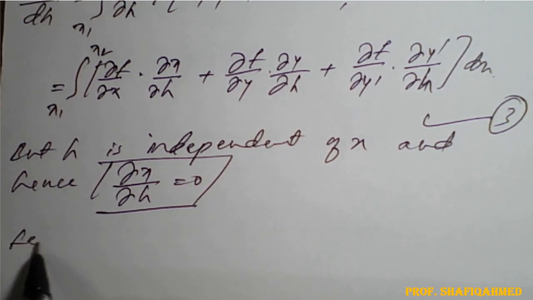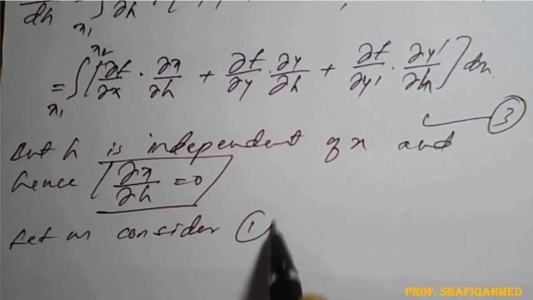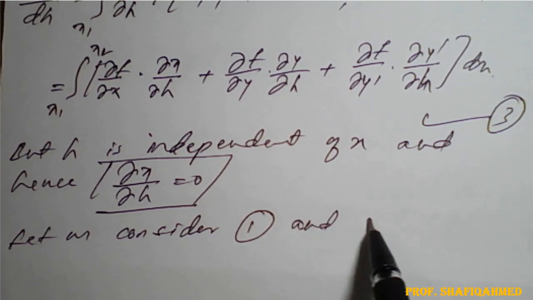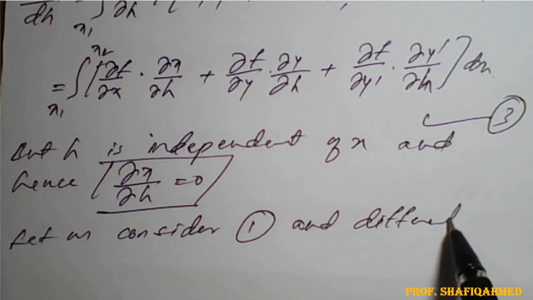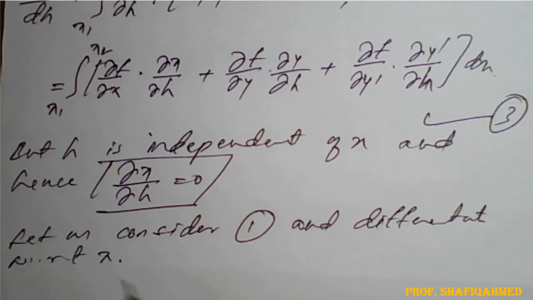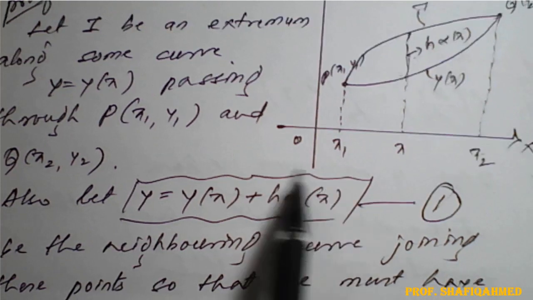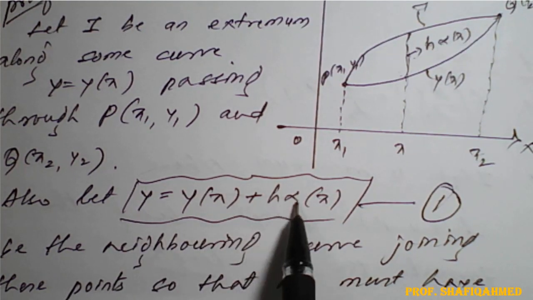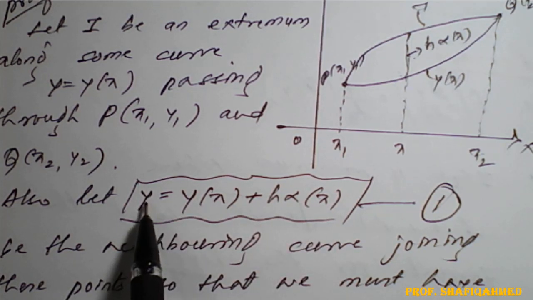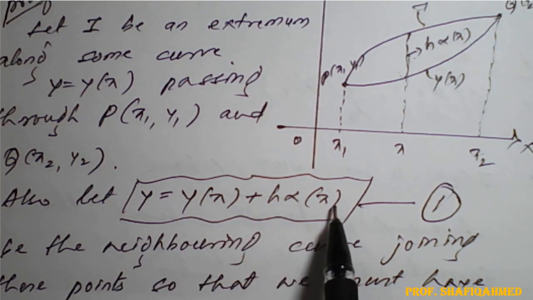Let us consider equation 1, and differentiate with respect to x. I will show you the equation number 1. So we need to differentiate equation number 1, that is y is equal to y(x) plus h into alpha(x). We need to differentiate this with respect to x. If you differentiate y, it will become y', and this will become y'(x) plus h into alpha'(x) now.